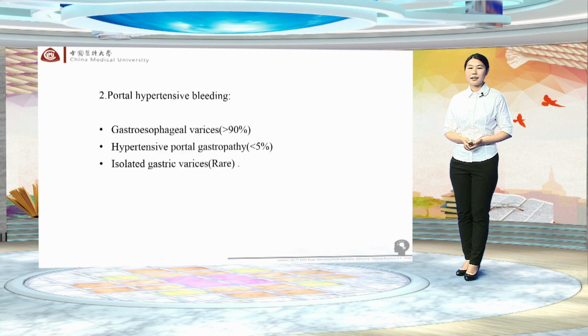The second kind is portal hypertensive bleeding. More than 90% of the possibility is gastroesophageal varices. The possibility of portal hypertensive gastropathy is less than 5%, and isolated gastric varices is rare.